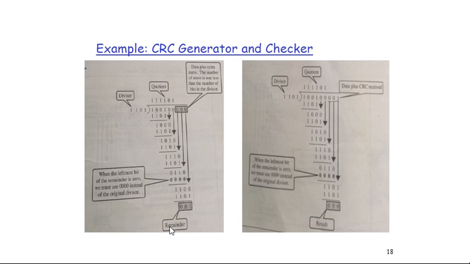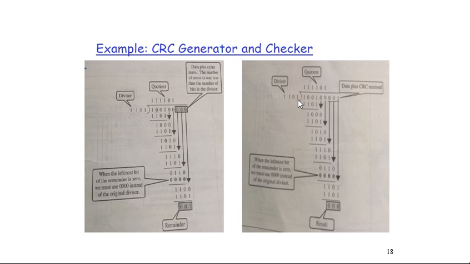So an example is given over here. This was the data, and this was the remainder 001. This is the value that is received by the receiver. Now the receiver will try to divide it with the same divisor. The divisor is known by the sender as well as the receiver, right? So the sender and receiver both know the divisor.